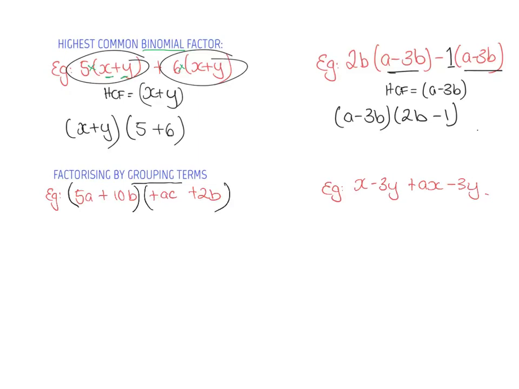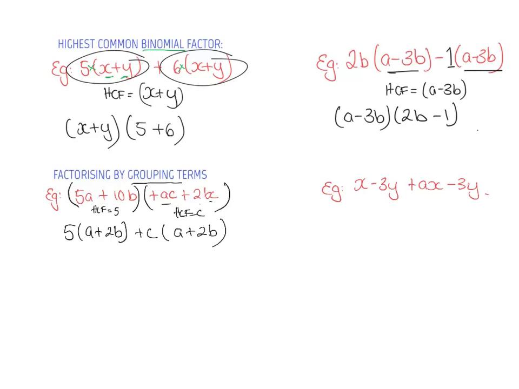So when you're grouping, what we do is we group 2 terms together like that, and then we try to factorize these individually. So if you look here, the highest common factor of this is 5. So I take 5 out and I'm left with a plus 2b. And if I look at this second one, it's ac plus 2bc. So the highest common factor is c. So if I take the c out, I'm left with a plus 2b.